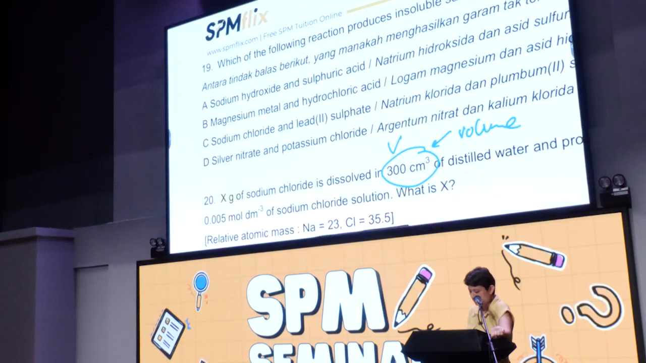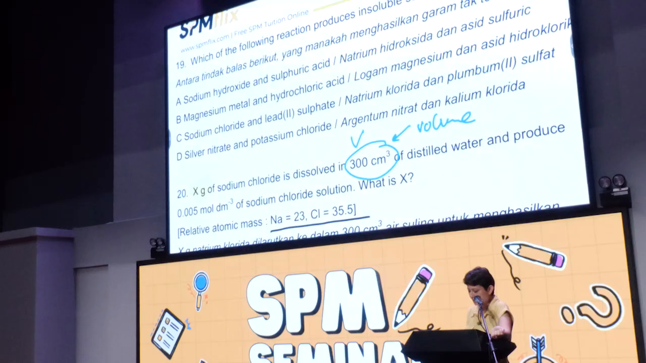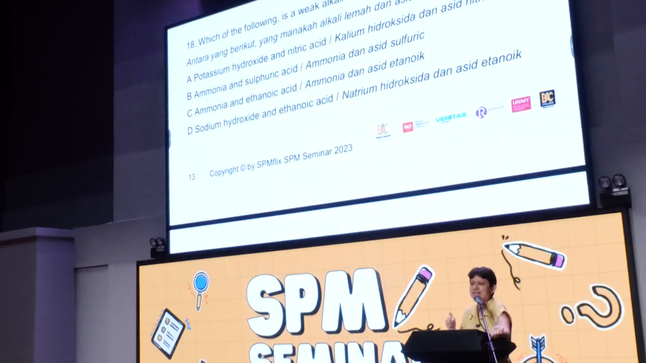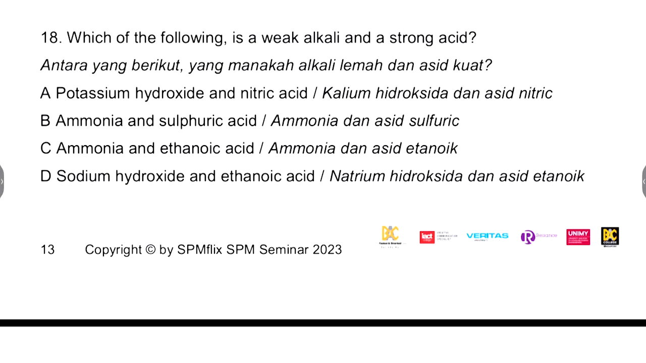Let's do a baby question. A question to make you happy. Okay, let's do questions that make you happy. Why? Because can answer. Okay, let's do question 18. Read carefully. We do the 30-second rule. In 30 seconds, you have to know the answer. And the answer is B, yes. Okay. Weak alkali, alkali lemah, ammonia.